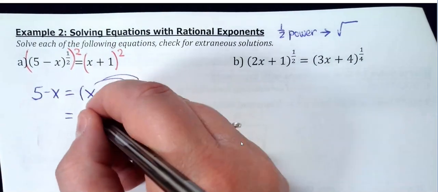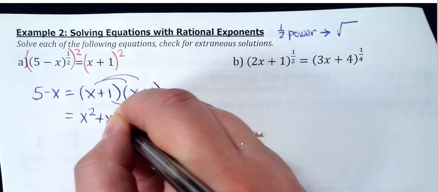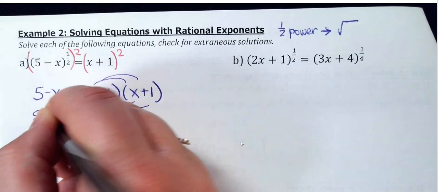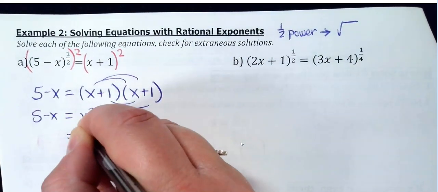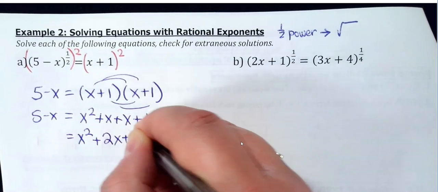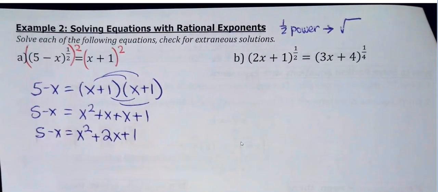Okay, so if I do my first, outside, inside, last, or I just think of it as a double distributive property, I'm going to get x squared plus an x plus another x, and then 1 times 1 is 1. And if I just want to combine my like terms real quick, you've got 2 x's in the middle, so x squared plus 2x plus 1. And then on that other side, I had 5 minus x.